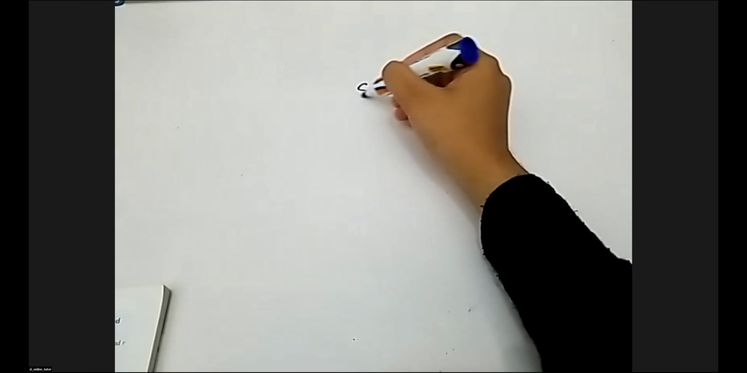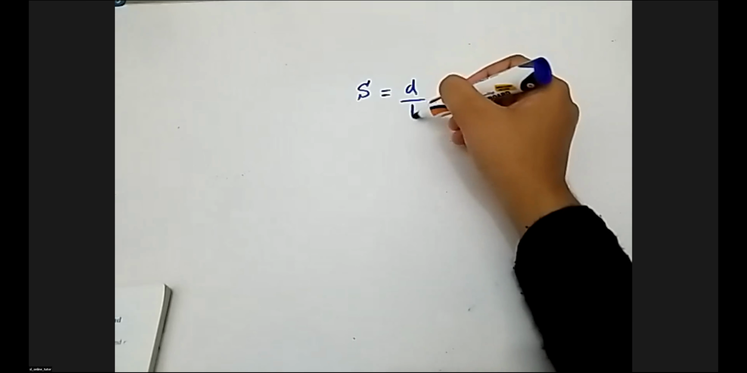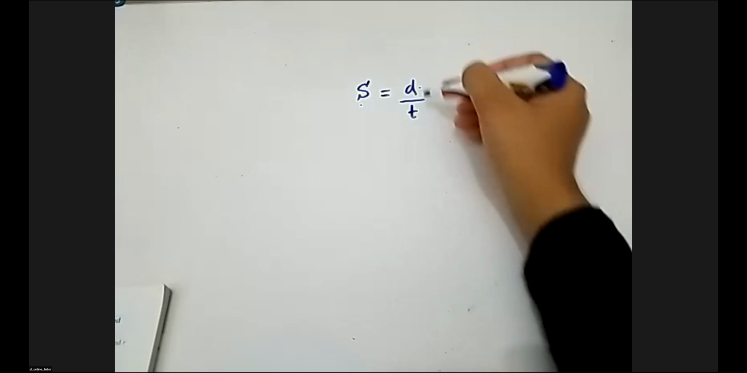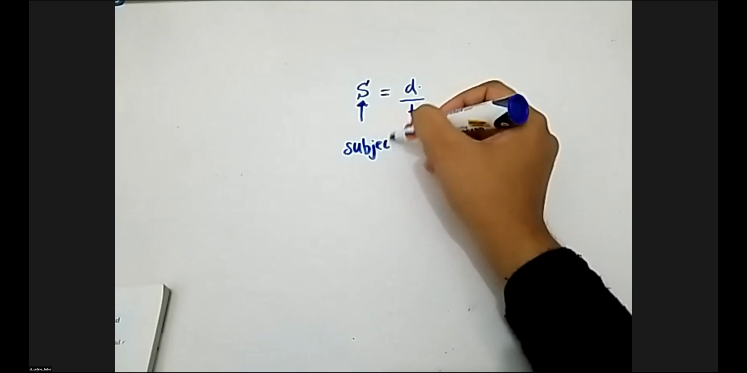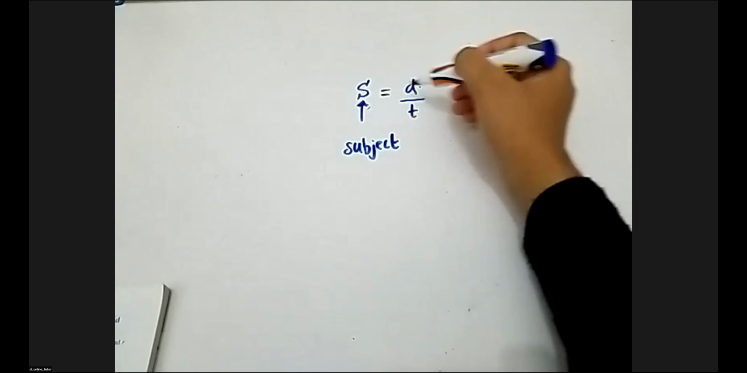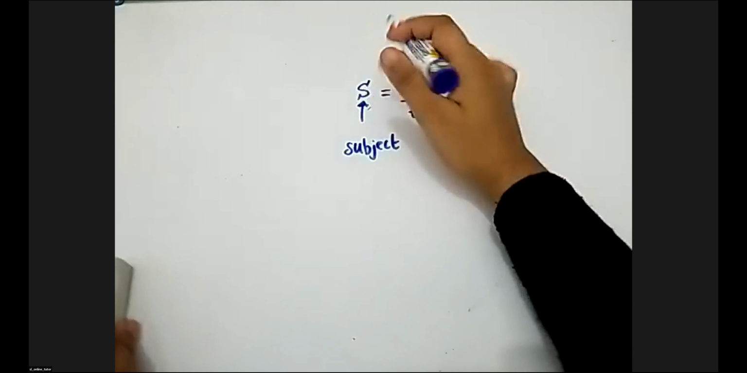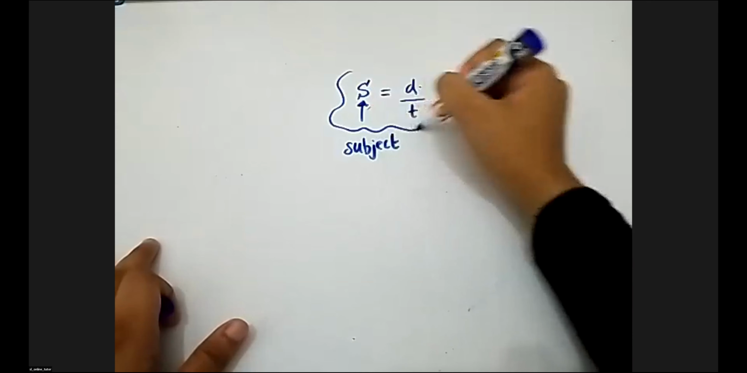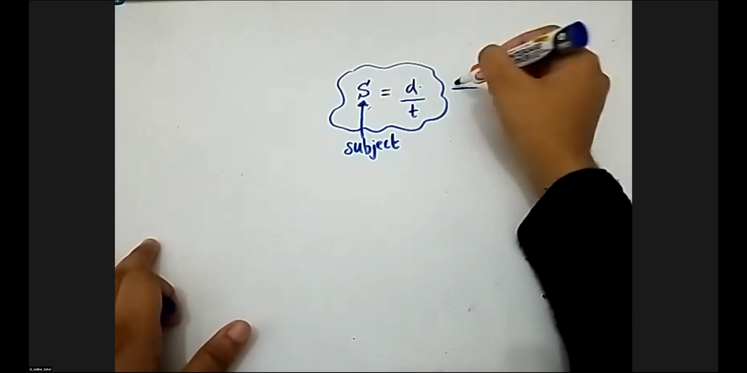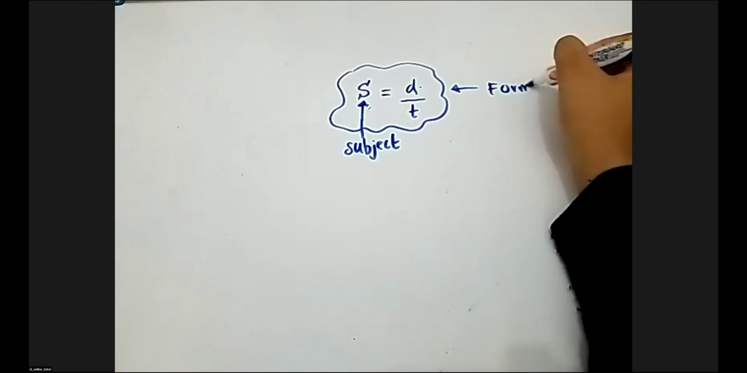Listen very carefully. If you were asked to make any letter the subject of a formula, let me take what we learned in the rates lesson. Speed equals distance over time. Now you can see speed, distance and time. S is the subject. Why? Because S alone is equal to this. It's a single letter standing isolated, right? This whole thing is called a formula.